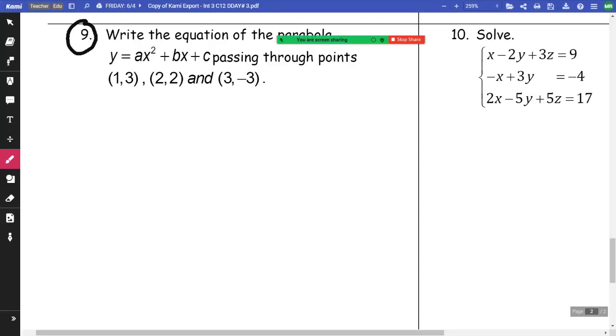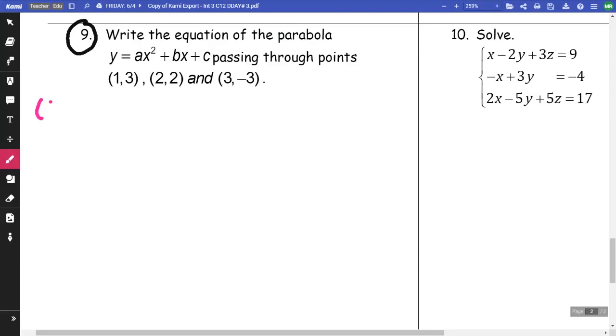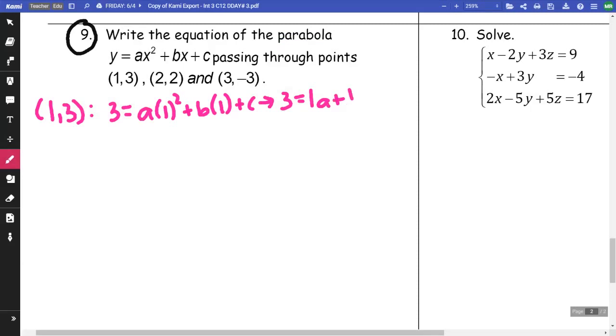So this problem is from our last chapter also. We're going to be setting up a system of equations. I am going to be taking 1, 3, substituting it in. So I'm going to get 3 is equal to a times 1 squared plus b times 1 plus c, which I can clean up to 3 is equal to 1a plus 1b plus c.